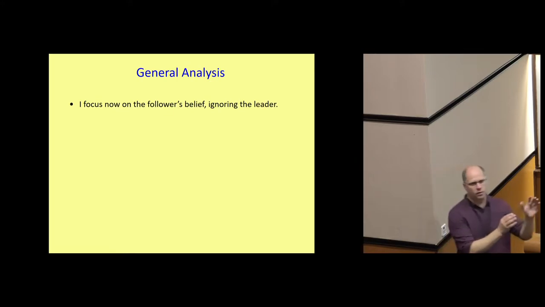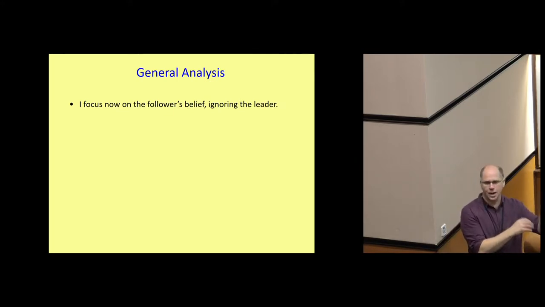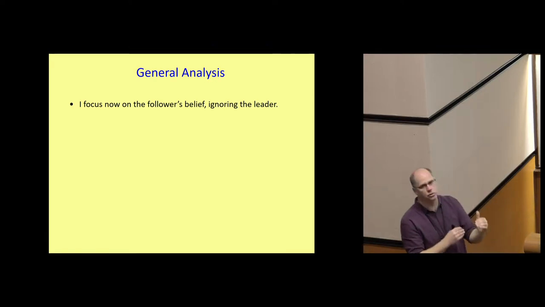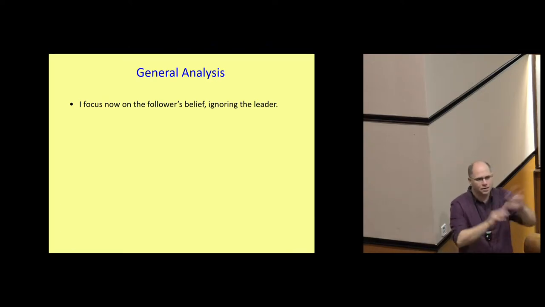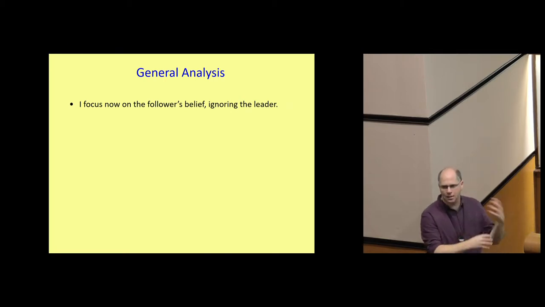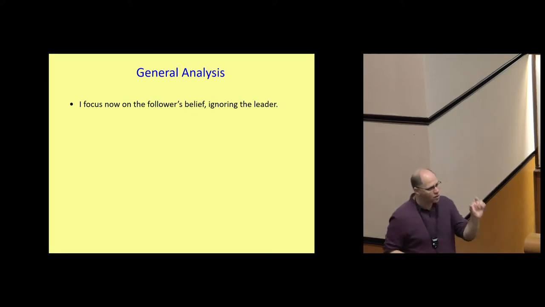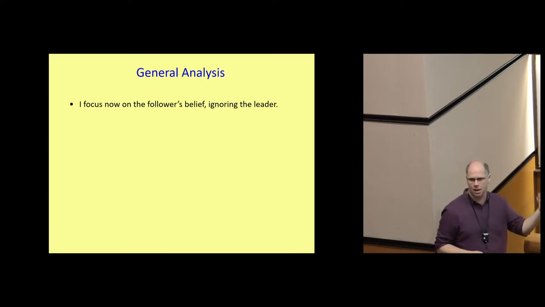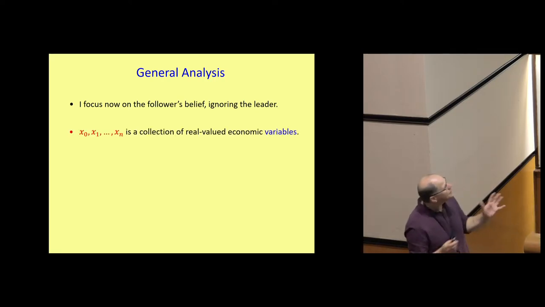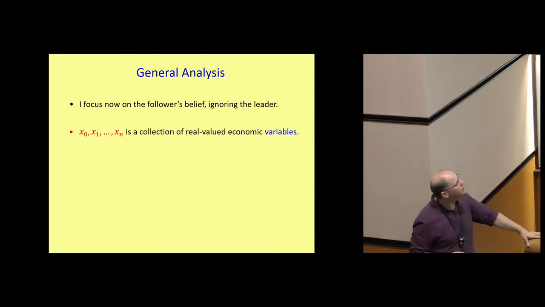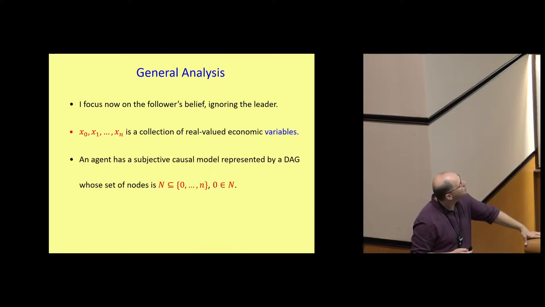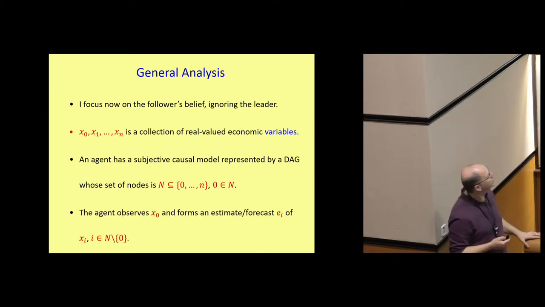So I want you to forget, for the general analysis, about the leader-follower context. Forget about the leader. Let's just look at the follower. Let's just look at the agent and try to understand how he forms beliefs, given some distribution, forgetting for a second that the distribution is a result of a strategy that the leader has played. So focusing on the agent, trying to understand whether his subjective beliefs will be systematically biased in that sense. So the setting will be general. There's going to be a collection of real valued economic variables. X0 is simply the variable that the agent gets to observe.